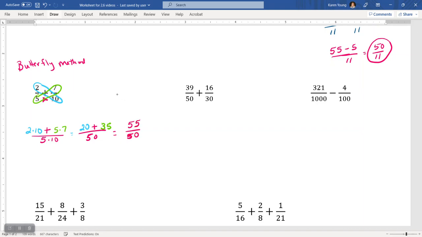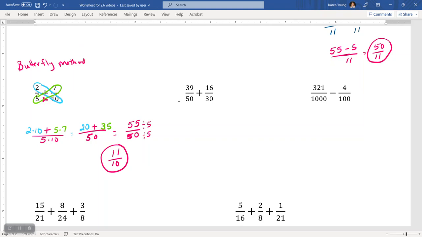And then I'm going to look at what goes into 55 and what goes into 50. Well, to me it's obvious that 5 goes into both. So 55 divided by 5 is 11. 50 divided by 5 is 10. So if I had gotten the smallest common denominator, I would have gotten 10. But just because I got a common denominator, I still can reduce it down to 10.